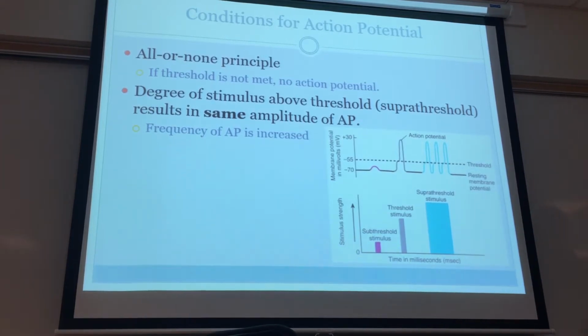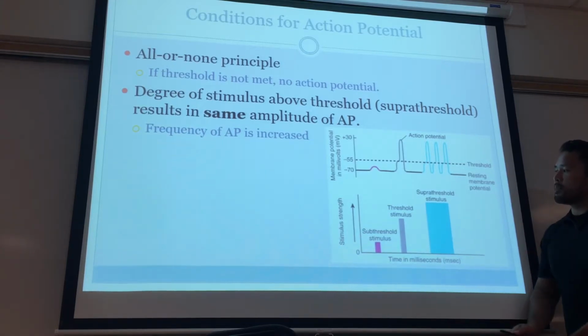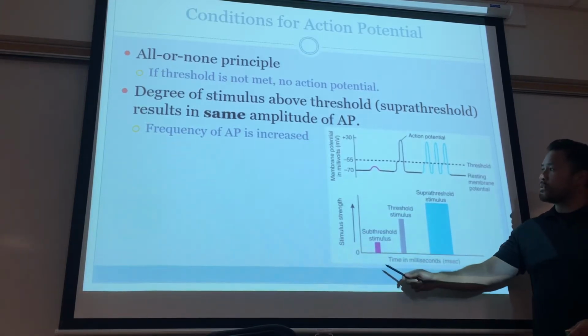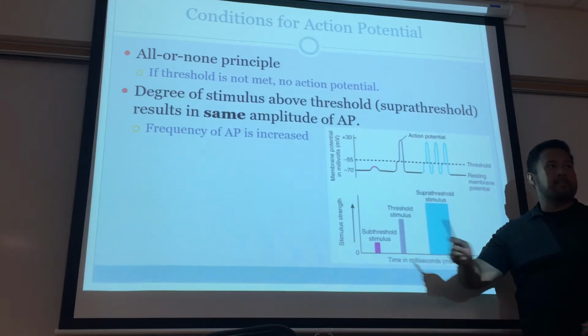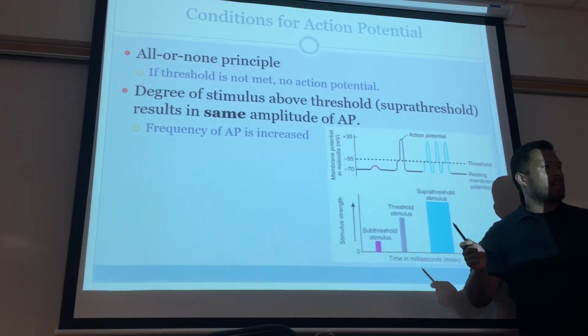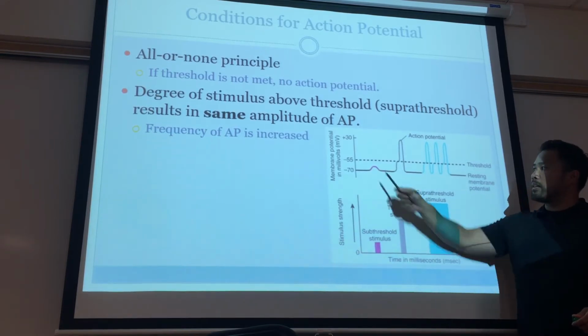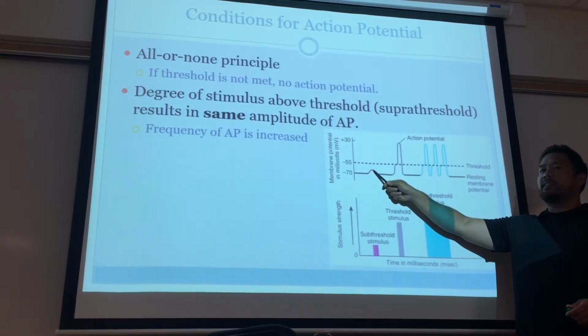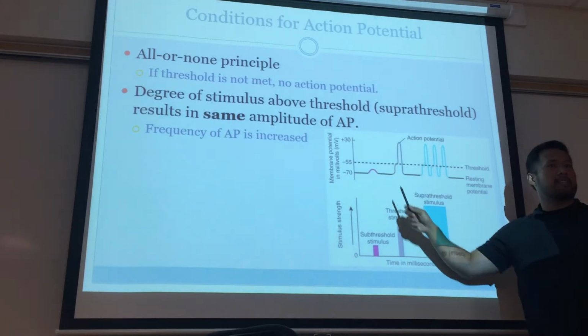And the general principle behind the all or none principle is that if we don't meet the threshold, an action potential doesn't fire. Once we reach threshold, then the action potential fires. So looking at this, here we see subthreshold stimuli. And that subthreshold stimulus causes a little blip, and that would be a small graded potential. And it doesn't result in an action potential taking place. It just depolarizes and then repolarizes, and that's it.